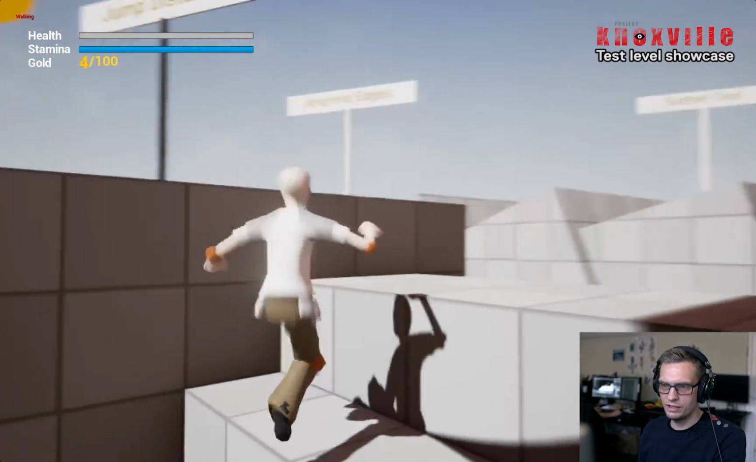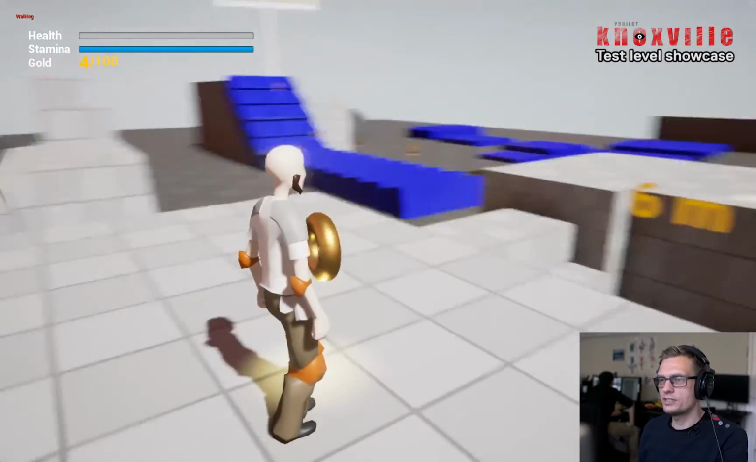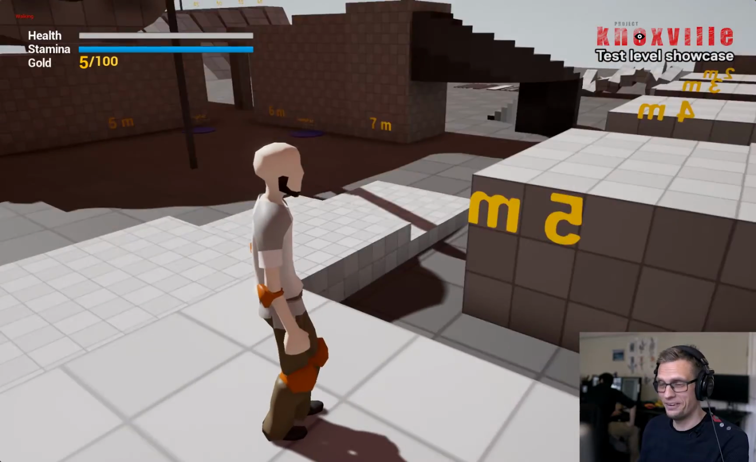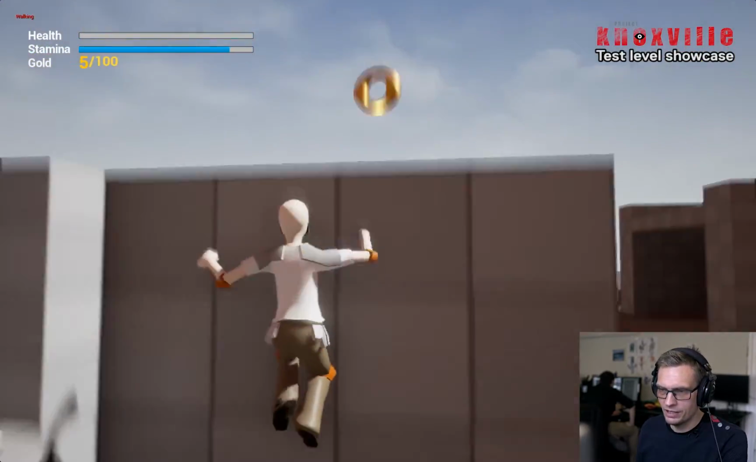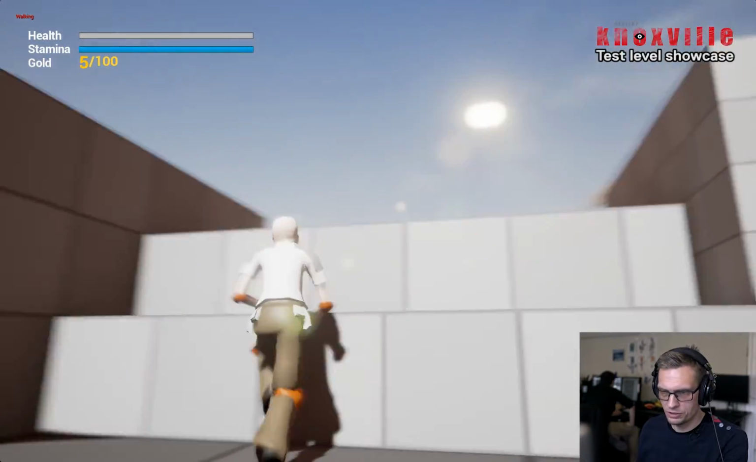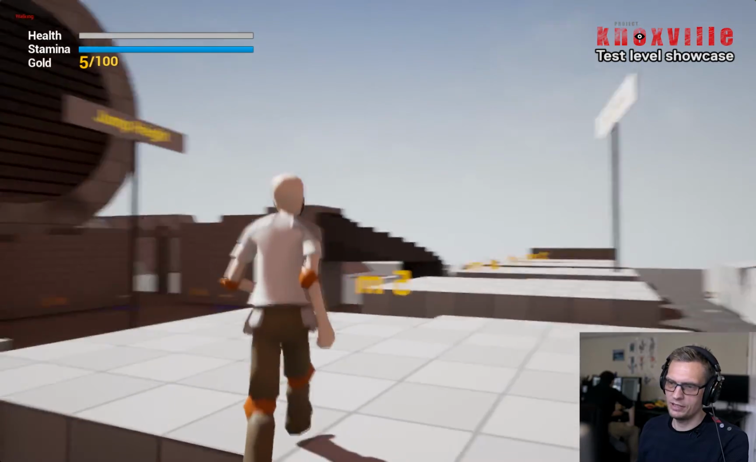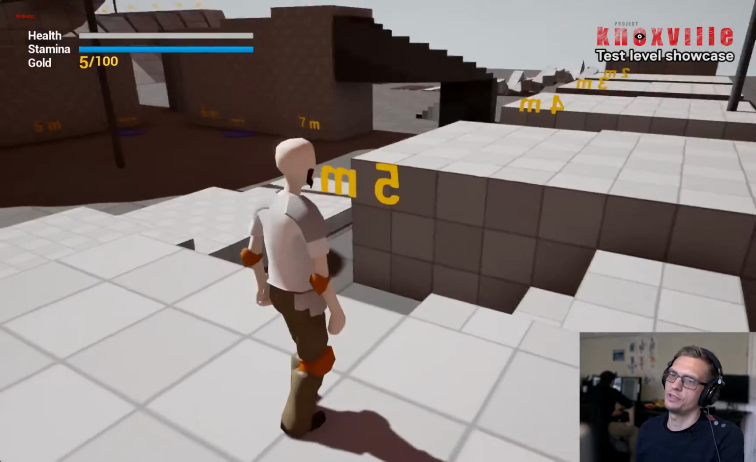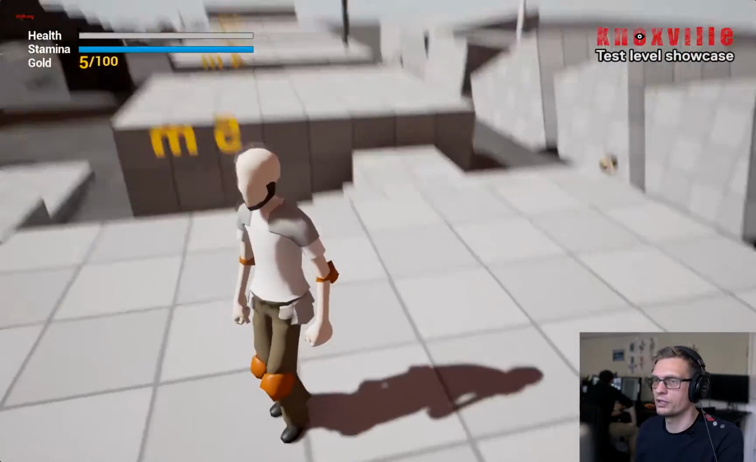I jumped too late. Let's try that again. Oh, there we go. As you can see, the character can jump across. Not easily, apparently, but he can jump across 5 meters. 6 meters is right now the current limit for how far you can jump while sprinting. Of course, this is closely tied with how fast the player is moving. So the faster you can run and sprint, the further you can jump.